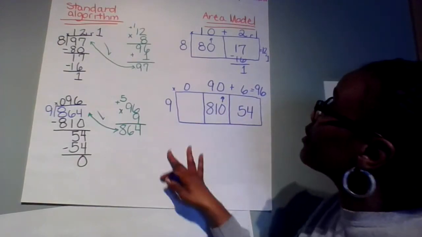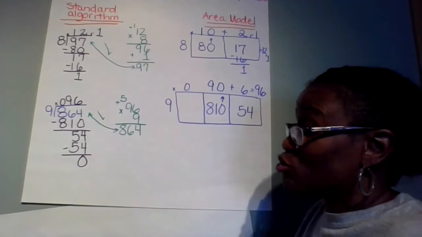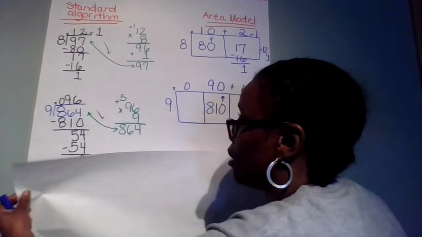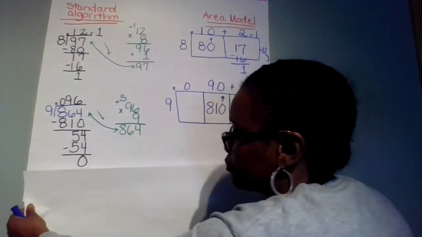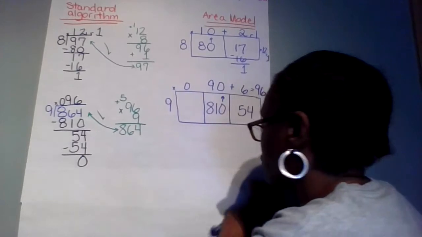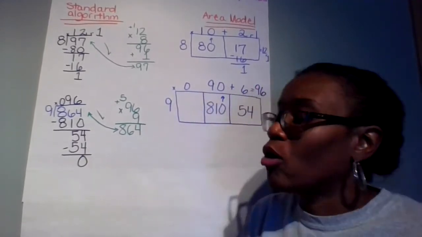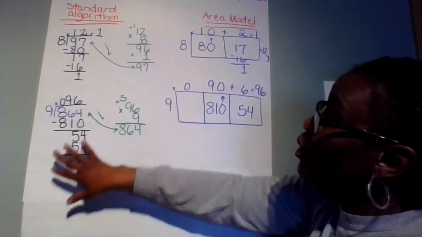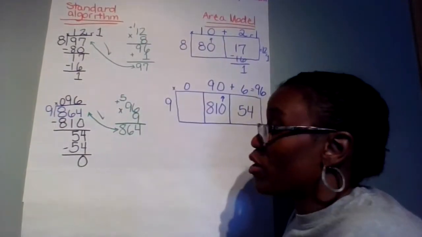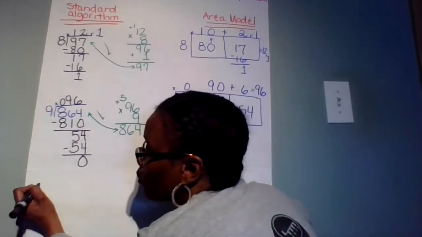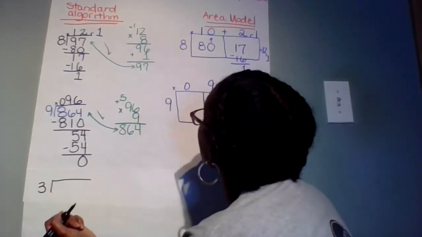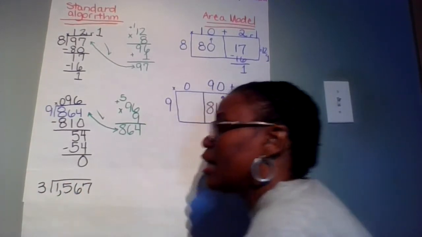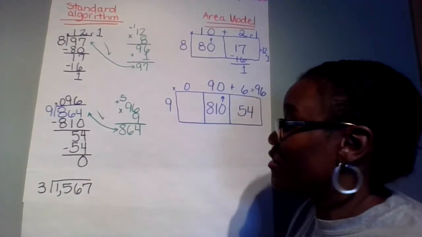So right down here, or better yet, I'm going to go to a different page. I'm just going to bring this up a little. And now we're going to work on our next number, which is a 4-digit dividend. 3 is going to be our divisor, and 1,567 is our dividend. Very good, scholars.